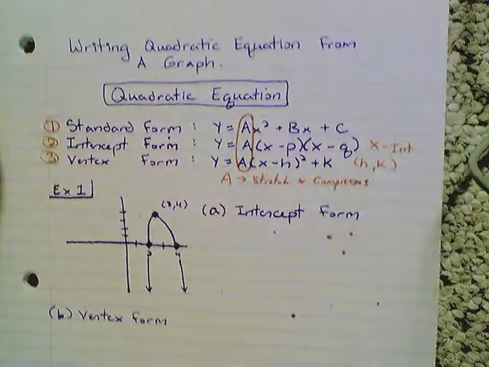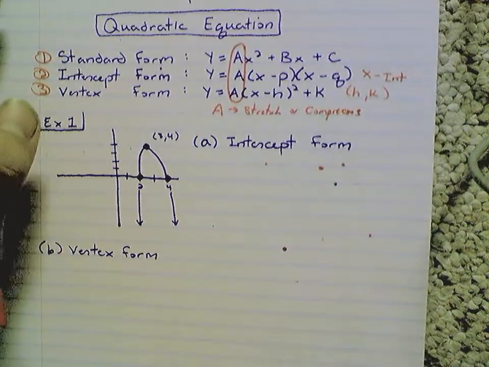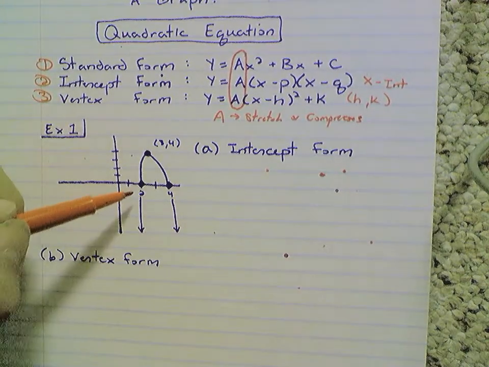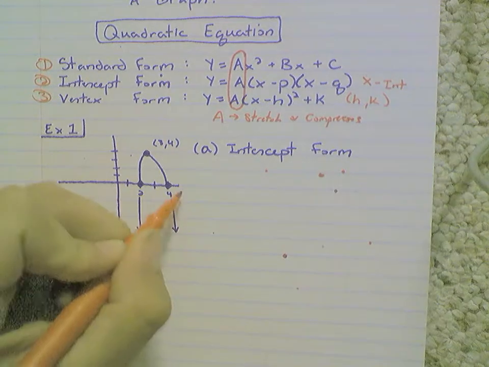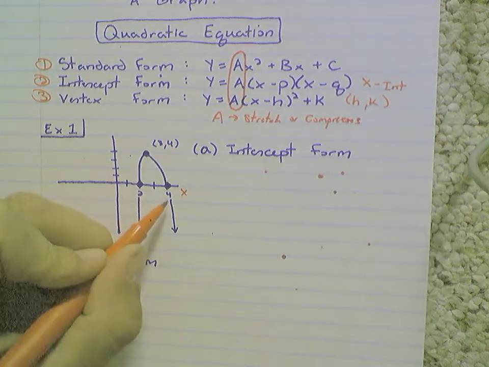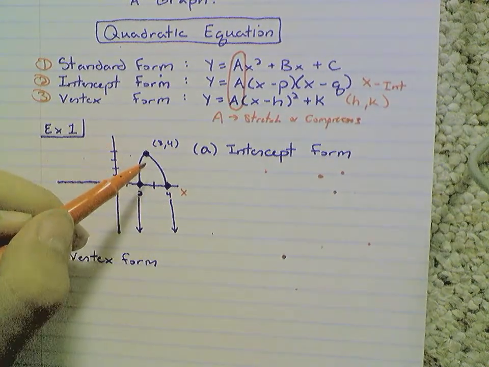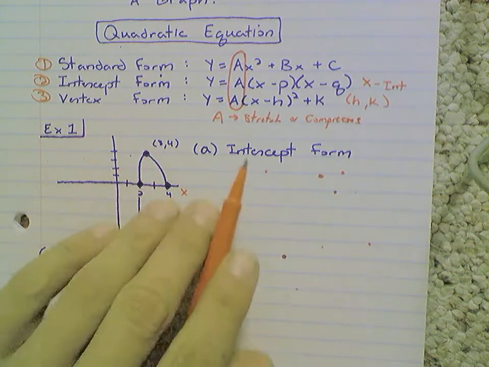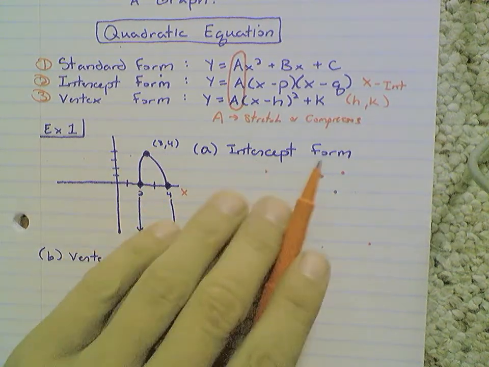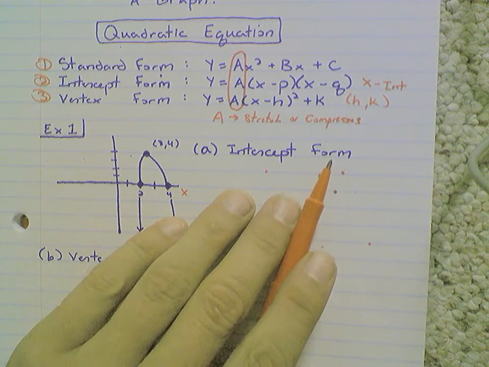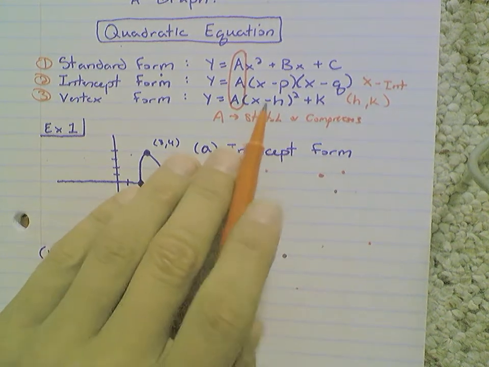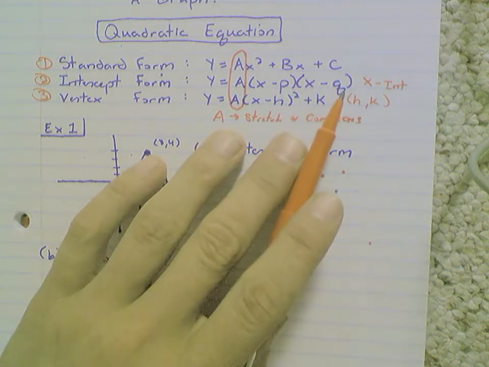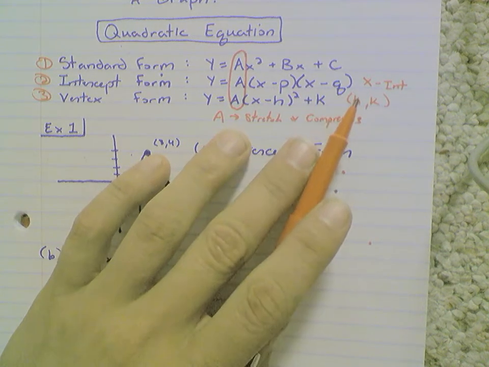So if we take a look at example 1 here, we'll notice that we have the graph that crosses the x-axis at 2 and 4 and then has its vertex at the point (3, 4). So the first equation that we want to write is in intercept form. If you remember, in intercept form, the opposite of the insides is where our x-intercepts are.